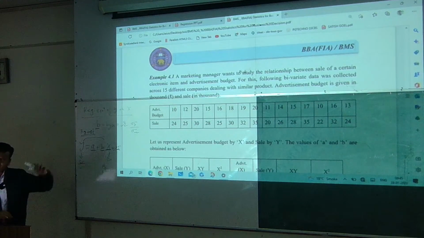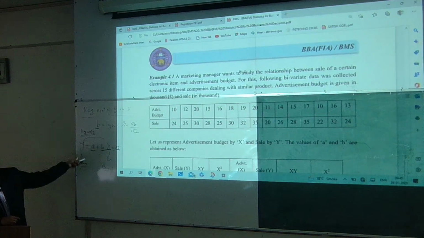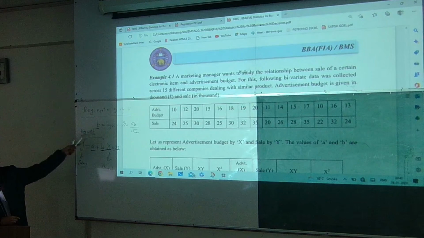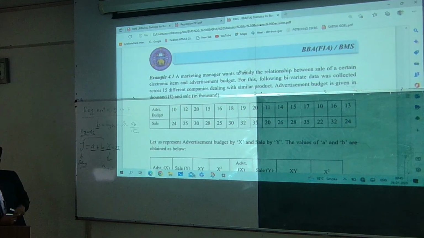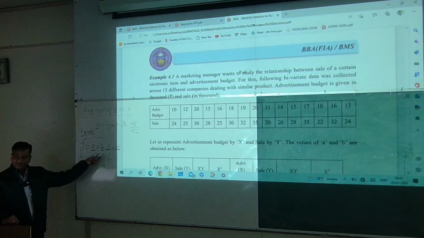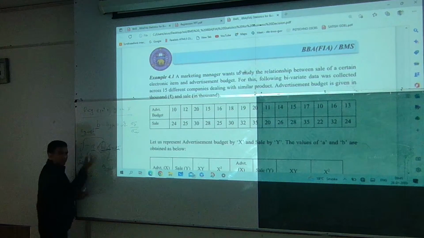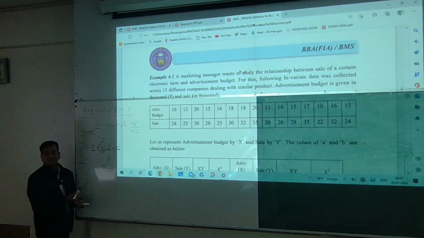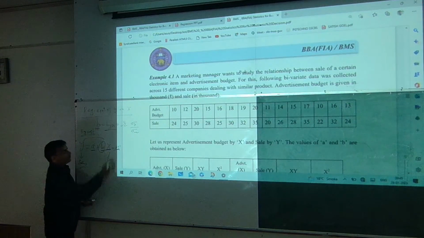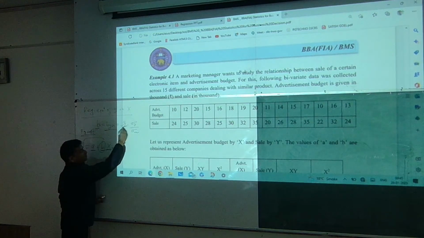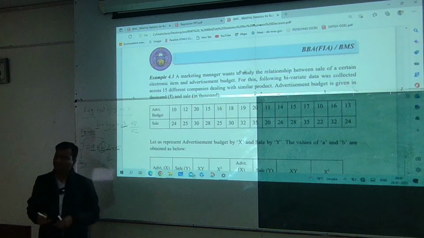Therefore this equation is called y on x. My budget would be the x variable and sales would be the y variable. For finding that you need the b value. This slope b is basically the slope of the line. So how would you estimate this b? B, or you can say byx, is equal to the regression coefficient. Here r is the correlation coefficient.